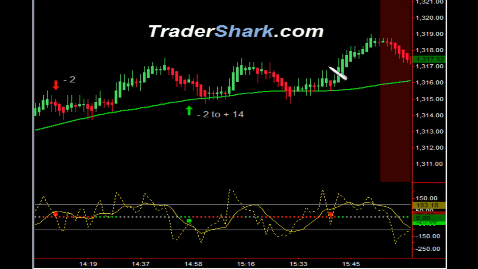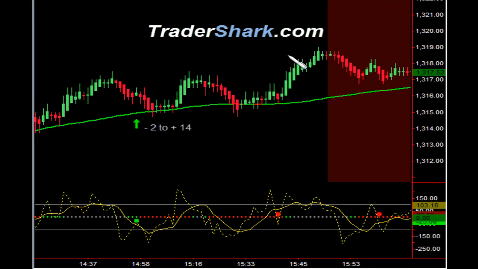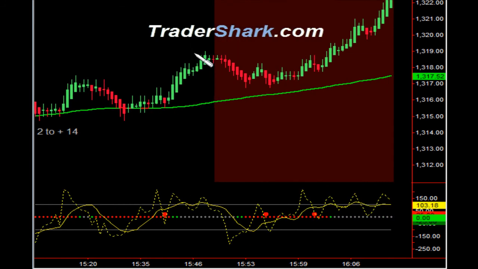Some people scaled out at 1317, some scaled out at 1318, 1319. Generally 2 points through the Globex range is a high. If you scaled out at 1319, fine, but I know some traders in the room actually held on up into the 1320 level and 1321. All in all, it was a great day.